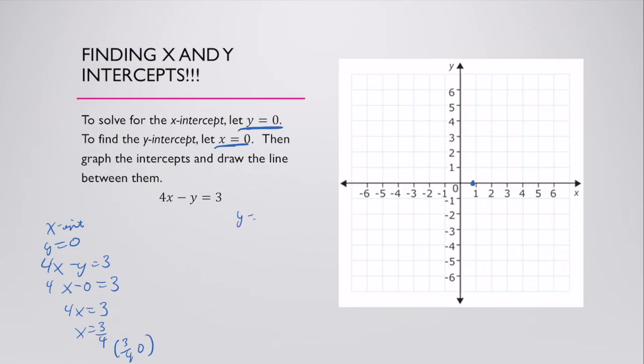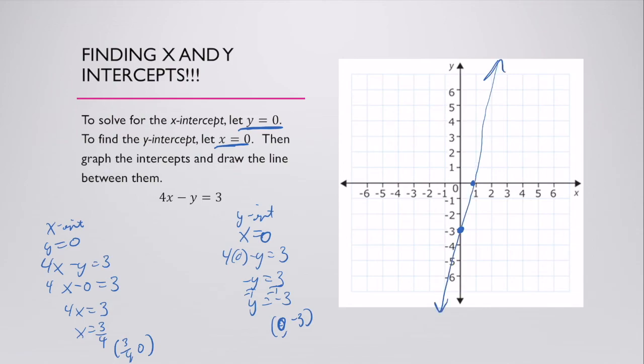Now let's find our y-intercept. That means I substitute in x equals 0. 4 times 0 minus y is 3. Negative y is 3. y equals -3 because I had to divide both sides by -1. So y equals -3 when x is 0. Now, I'm going to go ahead and draw my line between these as best as I can. Okay, cool. So here's a graph of our line.